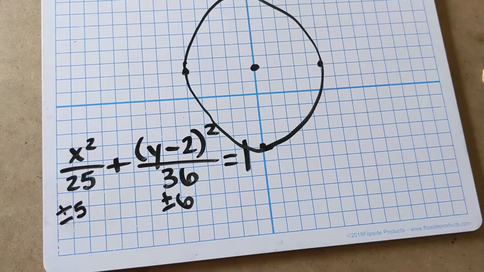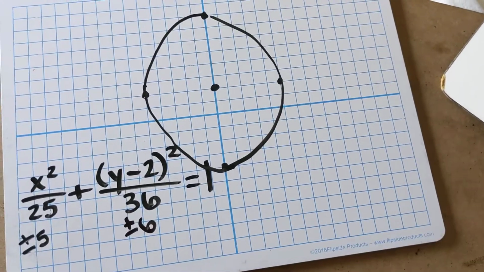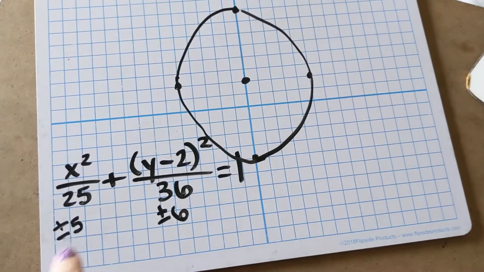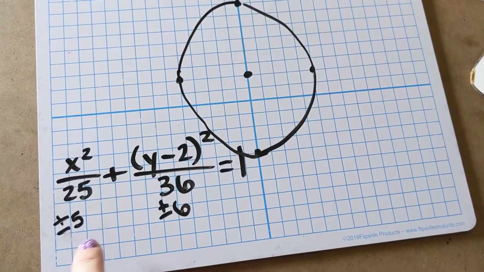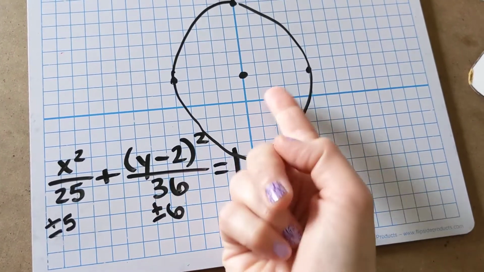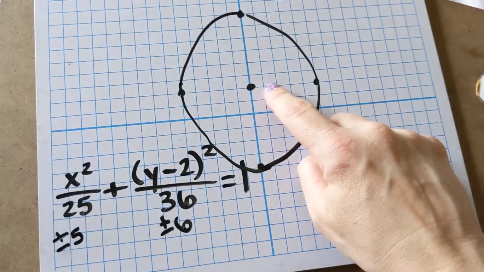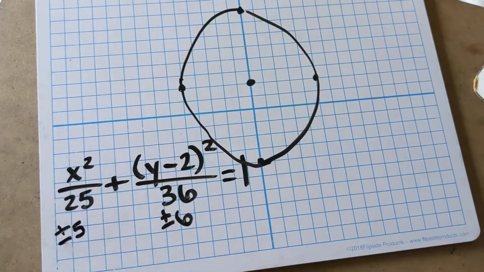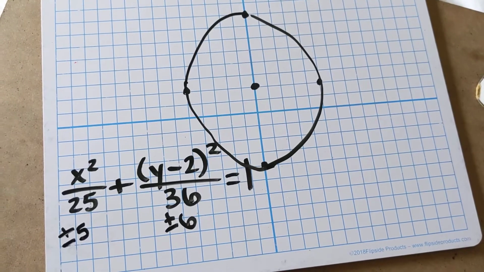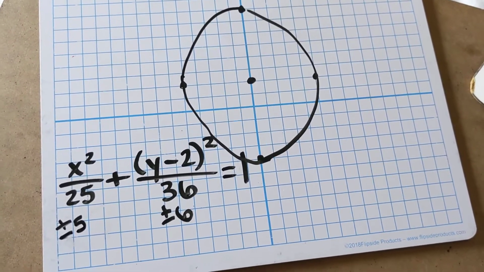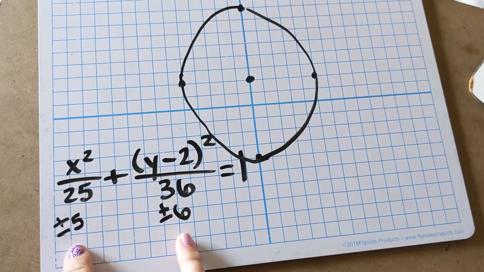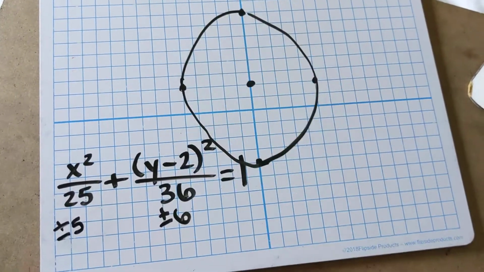Okay, what you should notice, by the way, is the closer these numbers are to being the same, the more your ellipse looks like a circle. In fact, if these were both 5s or they were both 6s, this would be a circle because that would mean that the radii would all be the same. So ellipses are really just like circles that have different radii each direction, if you want to think of it like that.